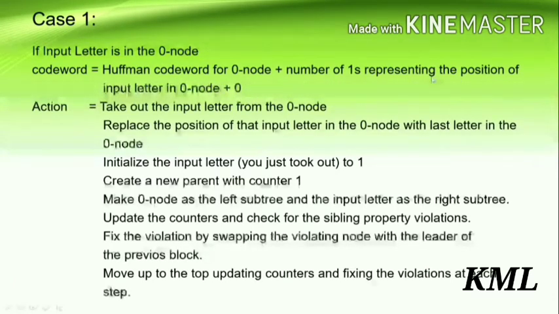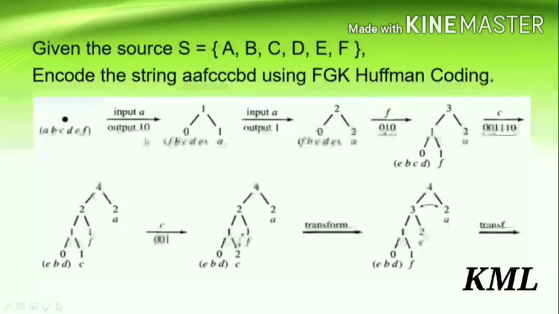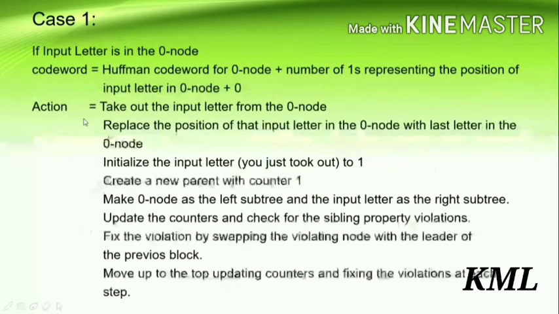Number of ones representing the position is 1, so we write 1, 1, and this 0. Okay, so we get the code word as 1 0. So this way you have to write the code word. So now next let's construct the tree. See here how to construct the tree.